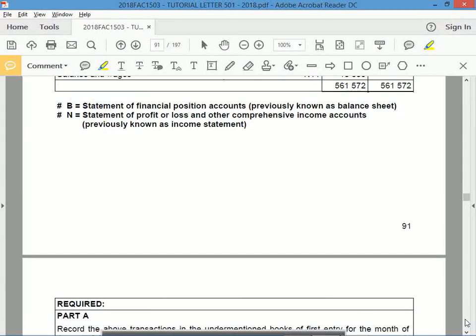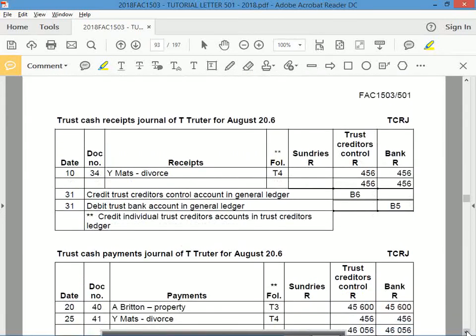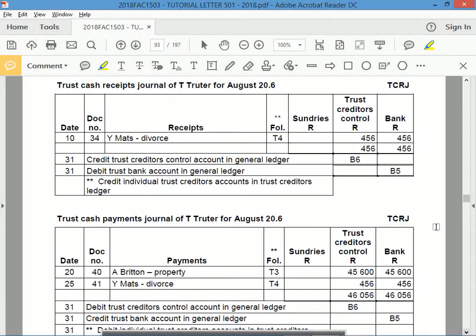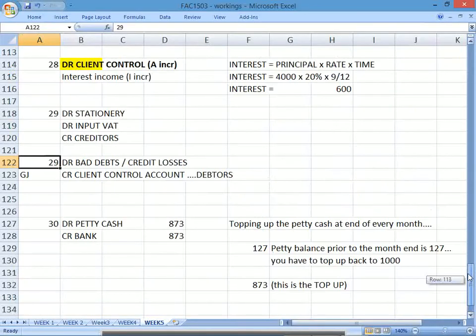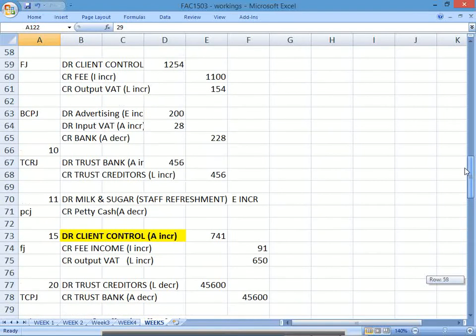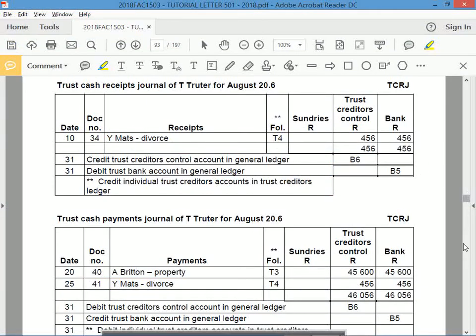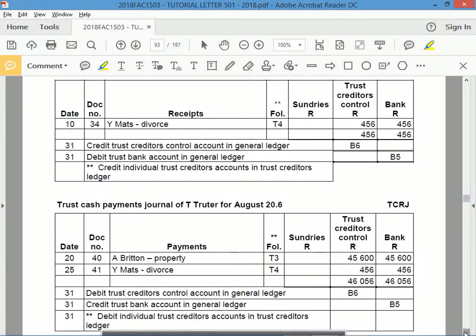Let's carry on looking at those T accounts, because then we can do the recording. Okay, trust cash receipts journal. There was just one for maths. Was that the only one? Where was that? There it is. Day 10, perfect. Okay, so that's fine. Let's go and check the other two.